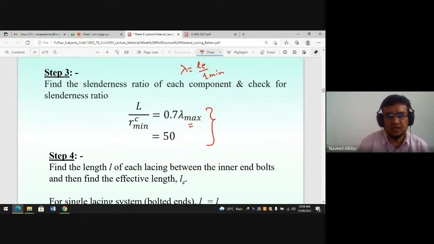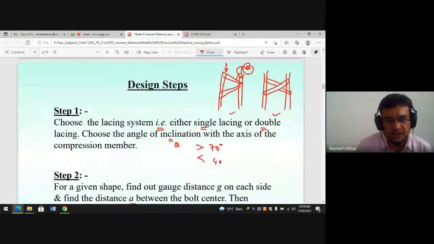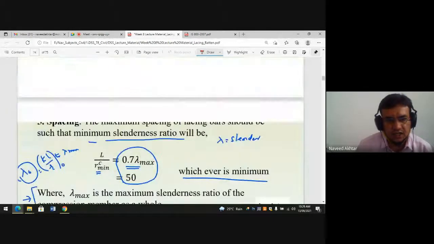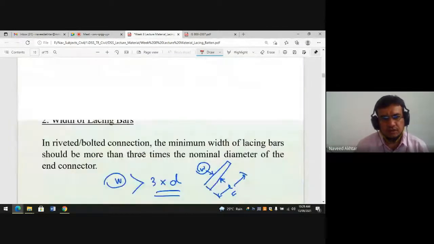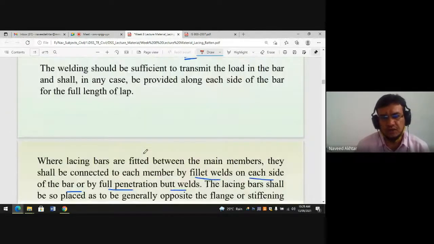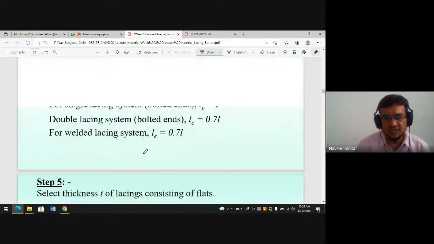R minimum we have calculated, and that is nothing but L upon root 12 upon T. We have the formula already. From this you can find out the design of the lacing system.